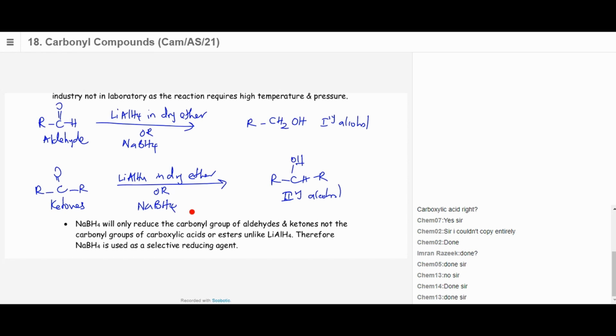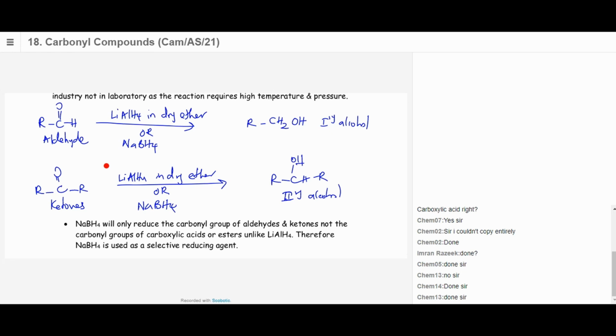But if you take other molecules which contain the carbonyl group, like for example carboxylic acids and esters and acid chlorides, amides, reduction of those cannot be done by sodium borohydride. You have to use lithium aluminium hydride because sodium borohydride is a selective reducing agent, meaning sodium borohydride can be used to reduce only aldehydes and ketones, right?